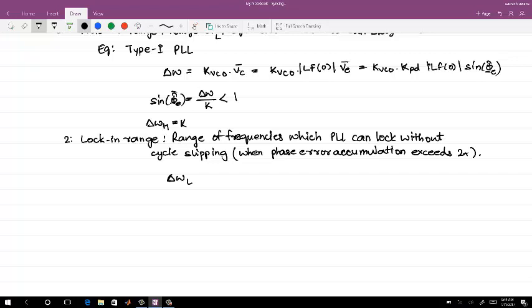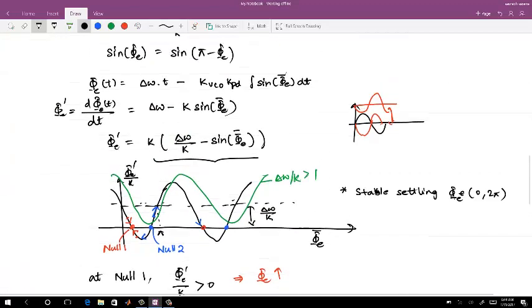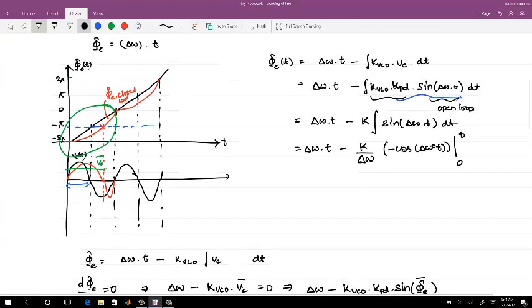So because we are considering the whole large scale picture here, you start up at time t equals 0 and see where it locks in. Okay, so what can you comment on the lock-in range? That I should get the frequency lock before I accumulate the error 2 pi. Did you get that? And I have shown you for all the frequencies delta omega by k less than 1, this will be the case.